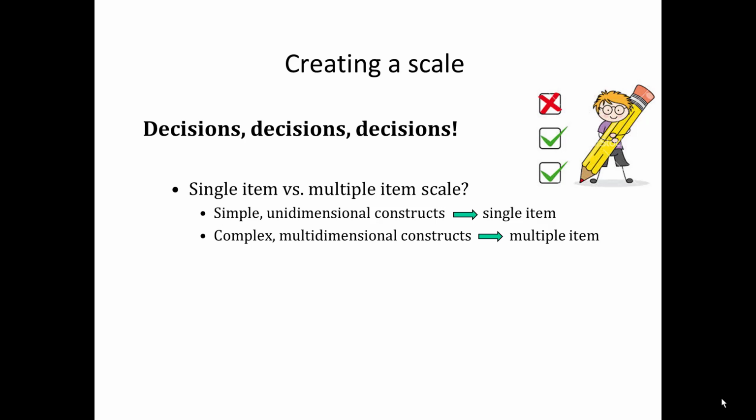Should this be a single item scale or a multiple item scale? That is, should you ask about one aspect or more than one aspect? If the construct being measured is simple, a single item scale, that is, asking about a single aspect, may be sufficient. But if you're measuring something complex, like perceptions or attitude, a multiple item scale such as a Likert scale or semantic differential scale is necessary.